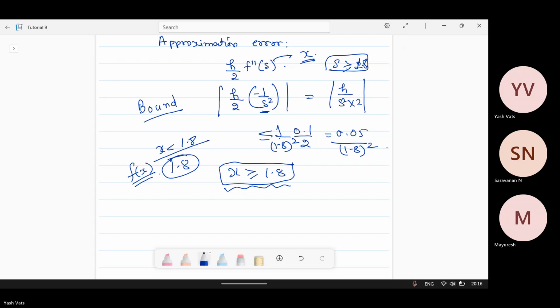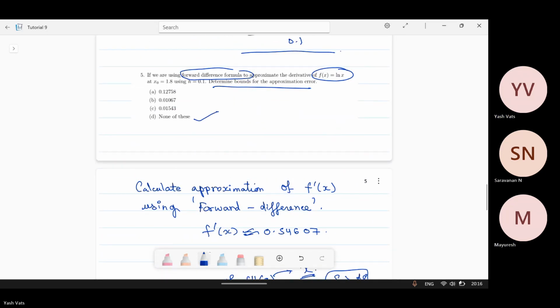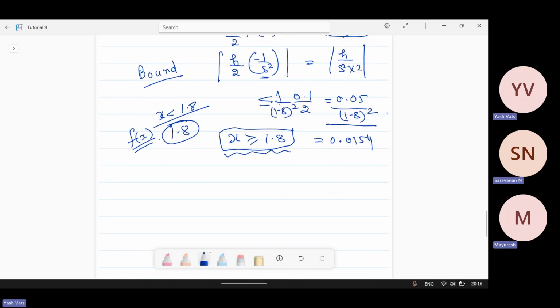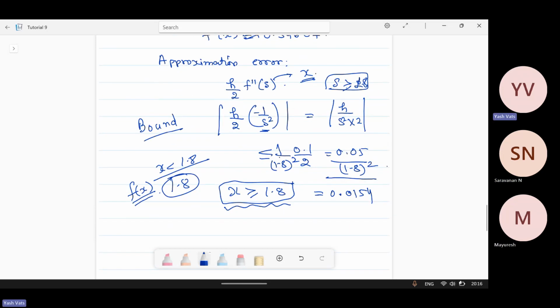Now tell me, what is the value after dividing? 0.0154. Yeah, that's what they want to say. No, but it is not the bound, right? It is only a discrete point. It is not a bound. It is telling the error. It is the error bound. Oh, error bound. Okay.